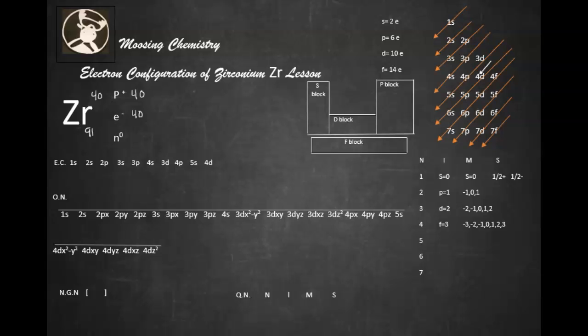What about the number of neutrons? Well, you just go atomic mass minus protons. So 91 minus 40. If I check my math, that should be 51 neutrons, right?